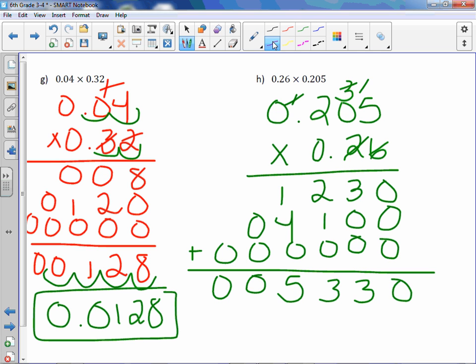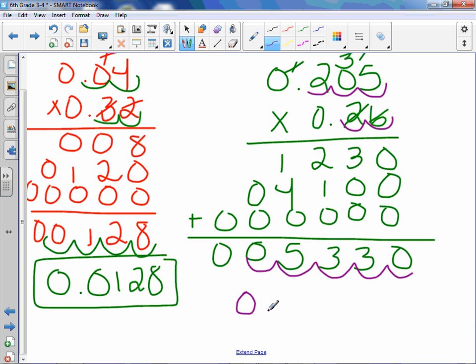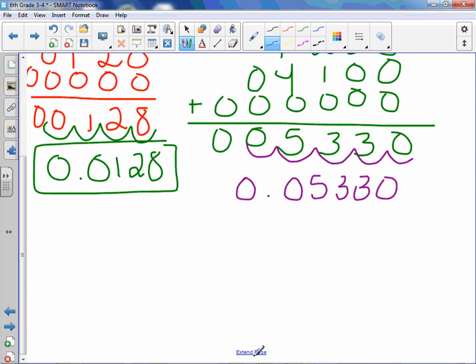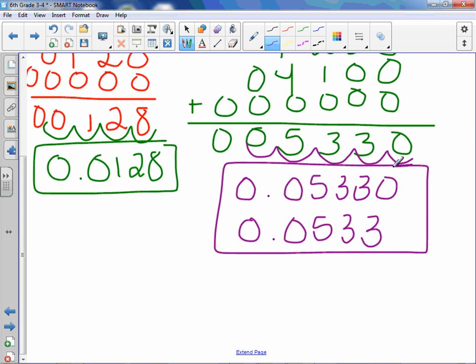And you have 1, 2, 3, 4, 5. Our product is 0.05330, or again, you can drop the 0 on the end, 0.0533. Either or would be correct.